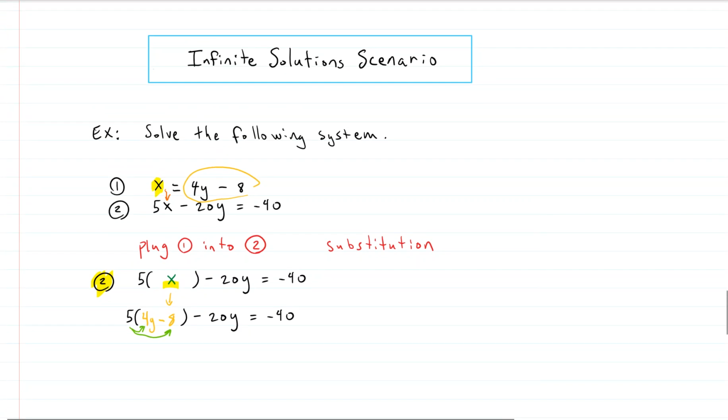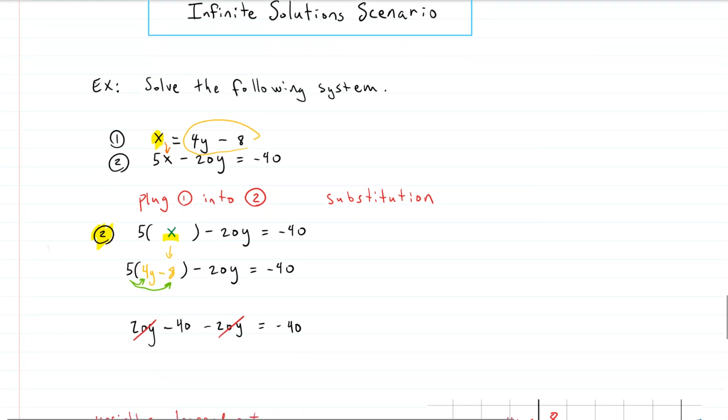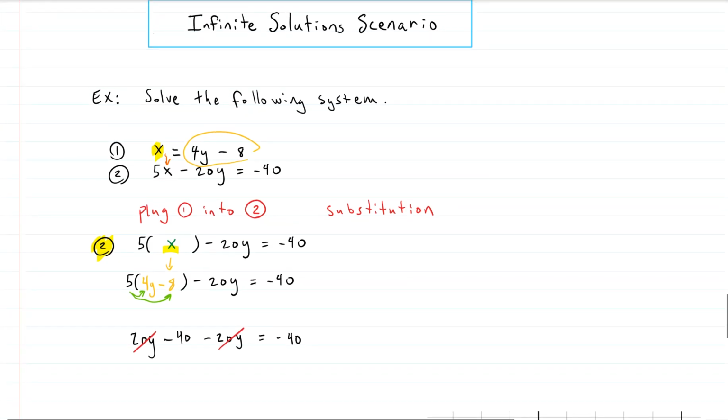So 5 times 4y gives us 20y. 5 times negative 8 is negative 40. And then we have negative 20y equals negative 40. And look at that. We have some stuff that cancels, right? The 20y, the negative 20y cancels. And what does that leave us with? That leaves us with negative 40 equals negative 40.